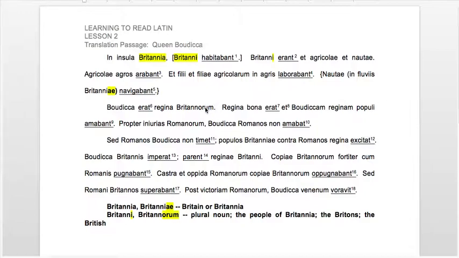As we move forward into the paragraph, we notice the word Britannorum again, and here we want to focus on the orum, which indicates that we are looking at the noun referring to the people. So, of the Britons, or of the British.